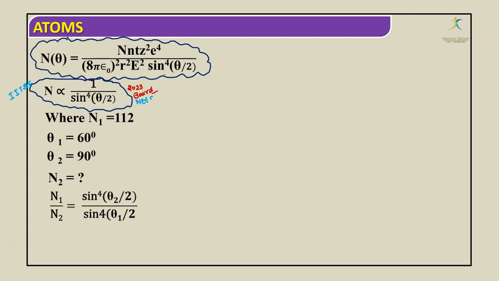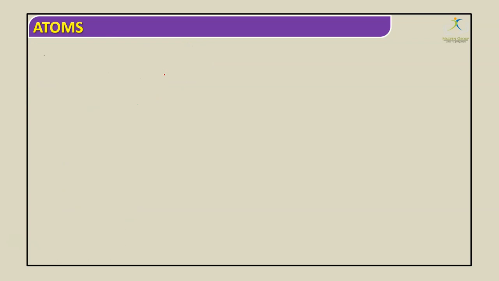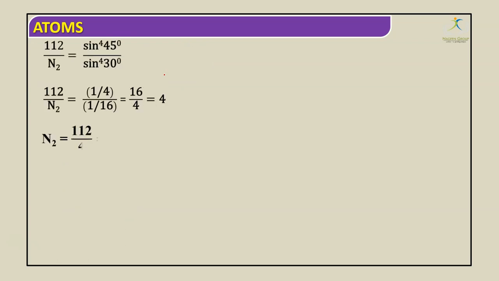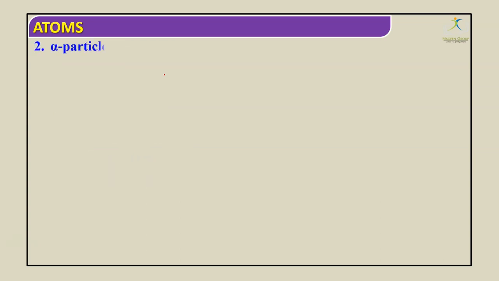So N1 by N2 is equal to sine to the power 4 theta 2 by 2 and sine to the power 4 theta 1 by 2. After putting all these values, we get the value of N2, which is 28 per minute. I hope you understand the concept, students. So option 1 is the right answer.